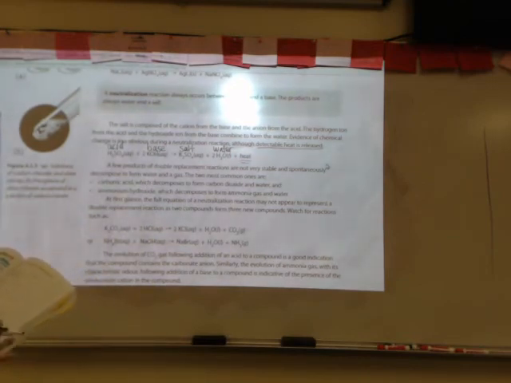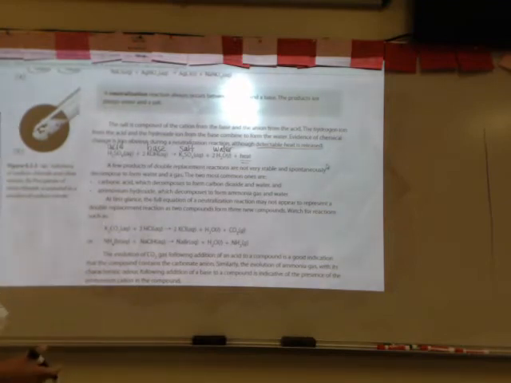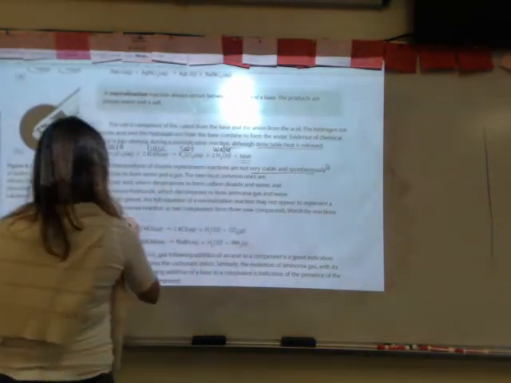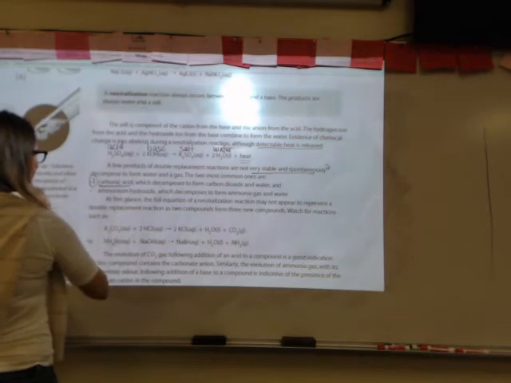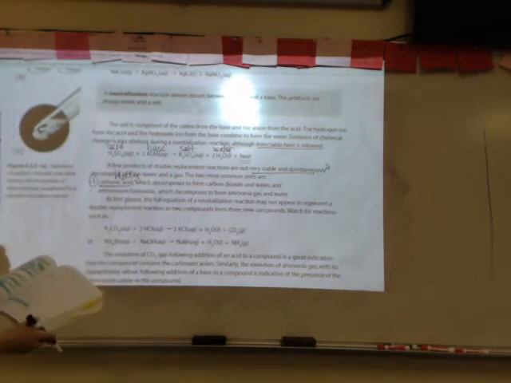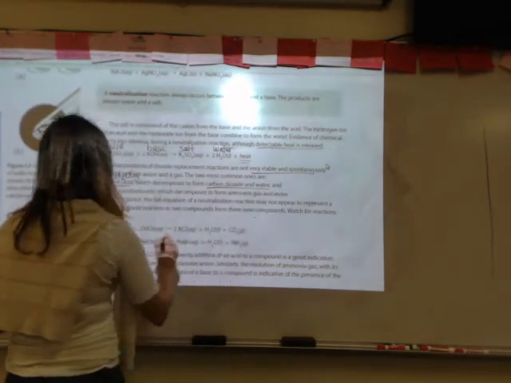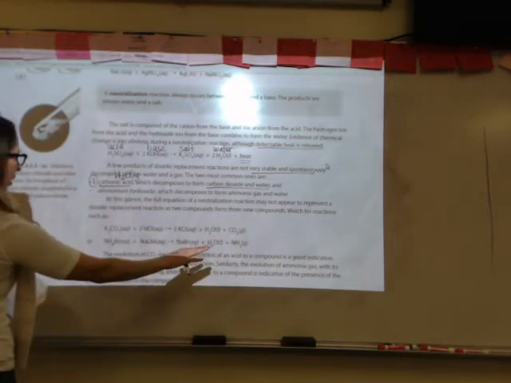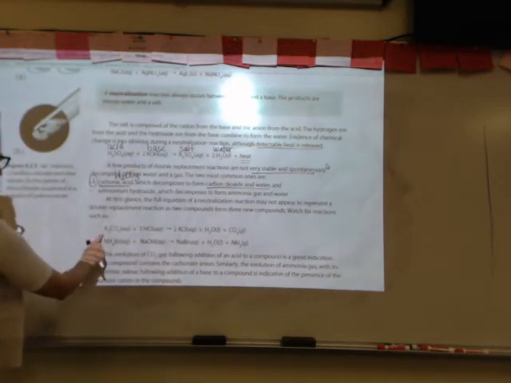A few products of double replacement reactions are not going to be very stable, and they're going to spontaneously decompose. So what you should know is which ones are not stable. The first one is carbonic acid. Carbonic acid is H2CO3. It will decompose immediately to form carbon dioxide and water. So you want to replace H2CO3 when you see it as a product with carbon dioxide and water, which they've done in this example here.